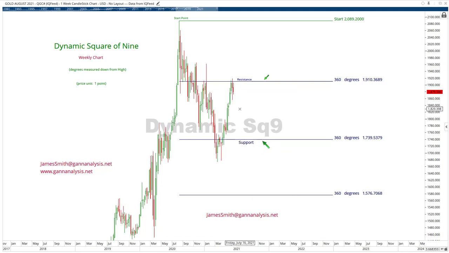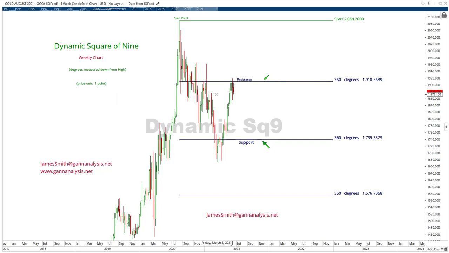So you now know how the square of 9 works in a real live example. A lot of people tell you how the square of 9 works on past cases, which is not of interest to you because it's not real time, it's not happening now. I'm showing you something that's happening now.